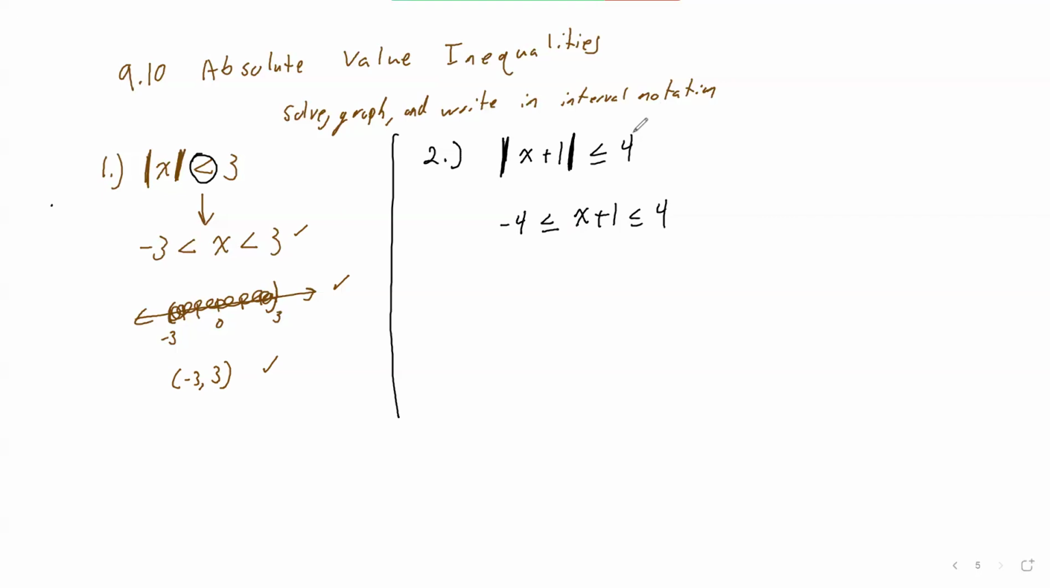So this is the 9.8. If you haven't watched the video yet on it, you're solving this, whatever you do in the middle, you do on the outside. So how would I get x by itself in the middle? So instead of just subtracting 1 on one side, I have to do it on both sides. So it's the middle and the outside. So it's like doing two problems at the exact same time. So -4 minus 1 is -5, less than or equal to x less than or equal to 4 minus 1, 3.